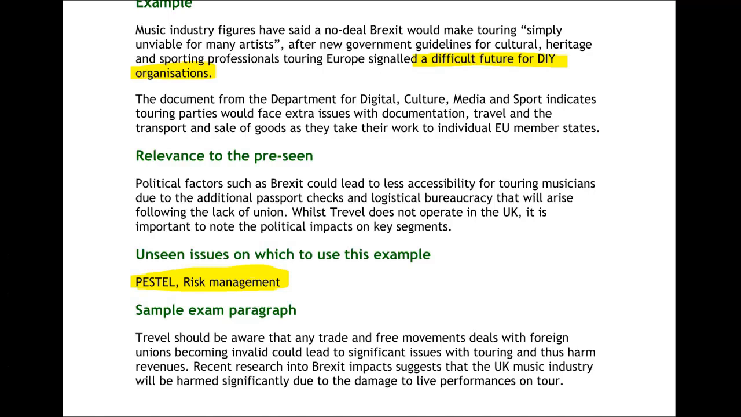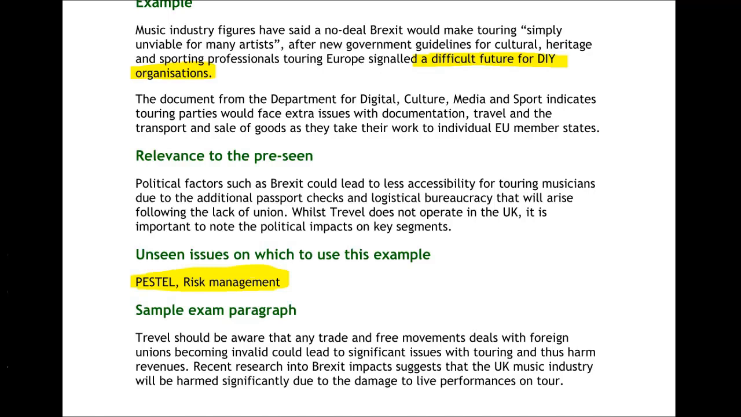Why is that? Well, revenues rely on marketing. A key way to market in music is to have these touring aspects with our artists. So recent research on Brexit impacts suggests that the UK music industry will be harmed significantly due to the damage to live performances on tour.